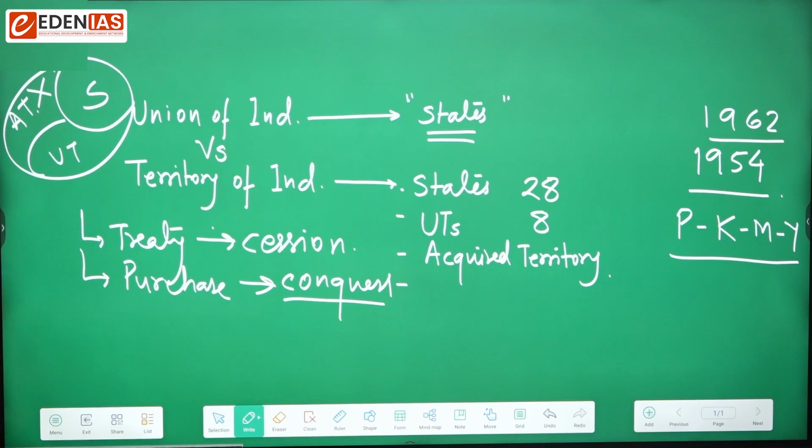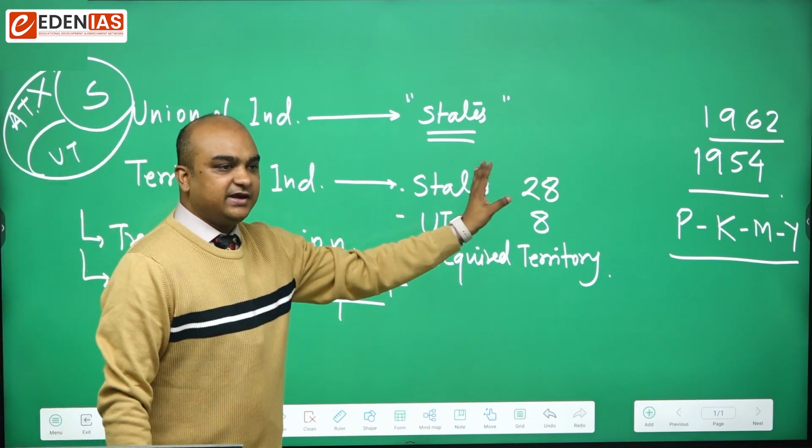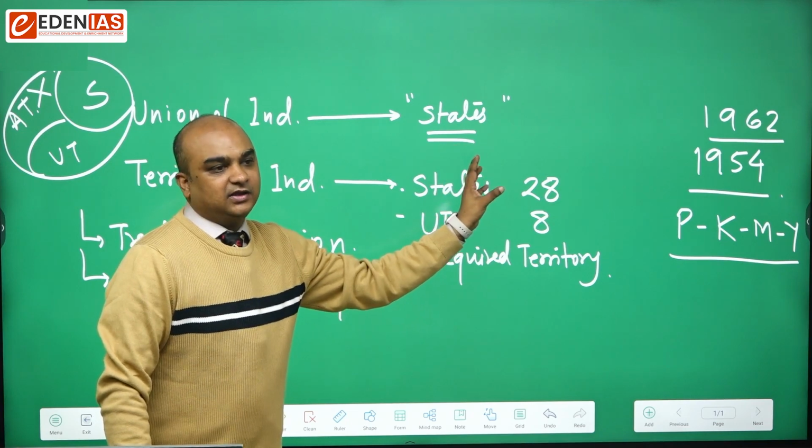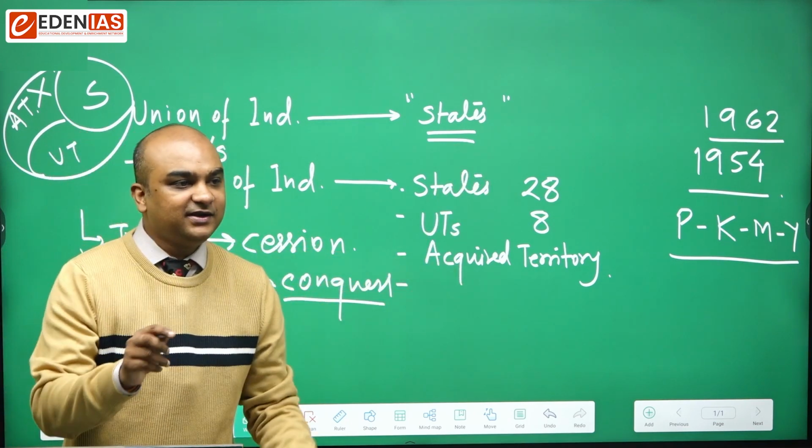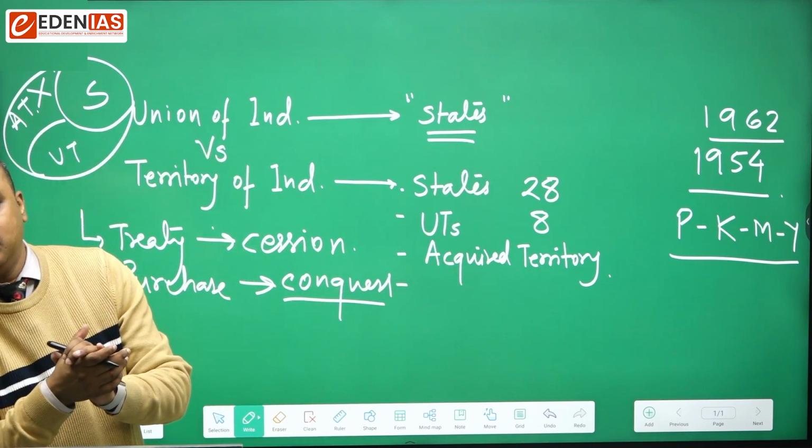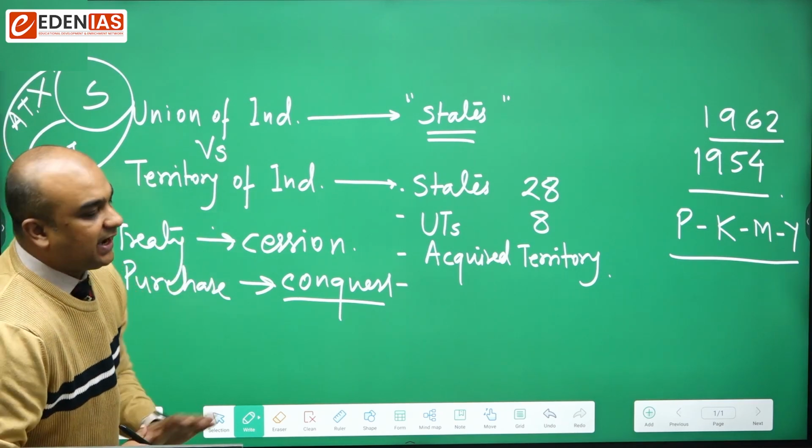Presently, India does not have any acquired territory. It has states and union territories. States are 28 and union territories are 8, because of the 2019 Dadra and Nagar Haveli, Daman and Diu Merger of Union Territories Act.